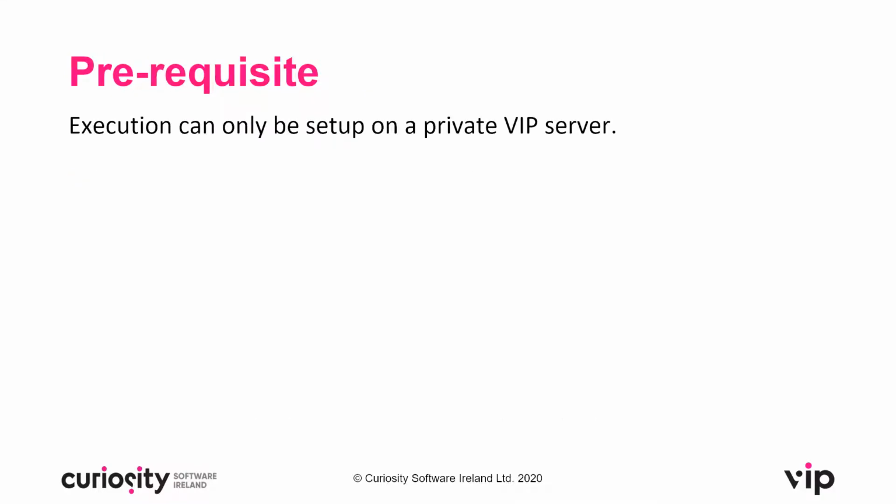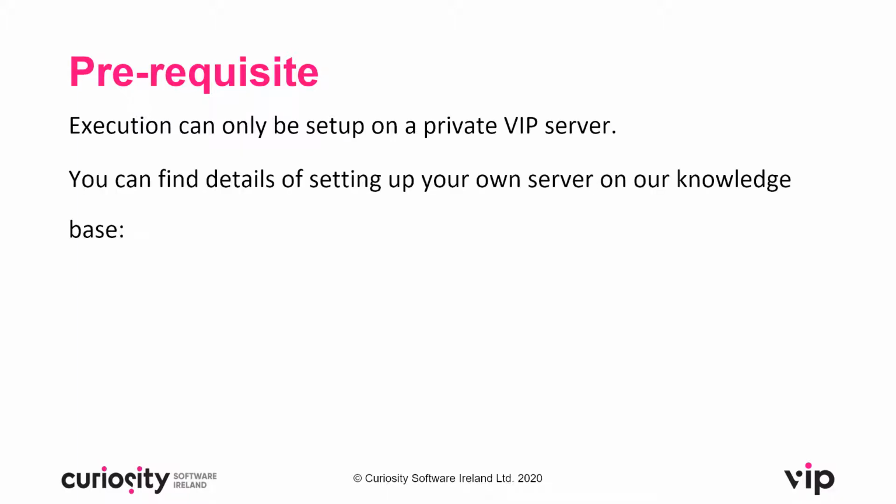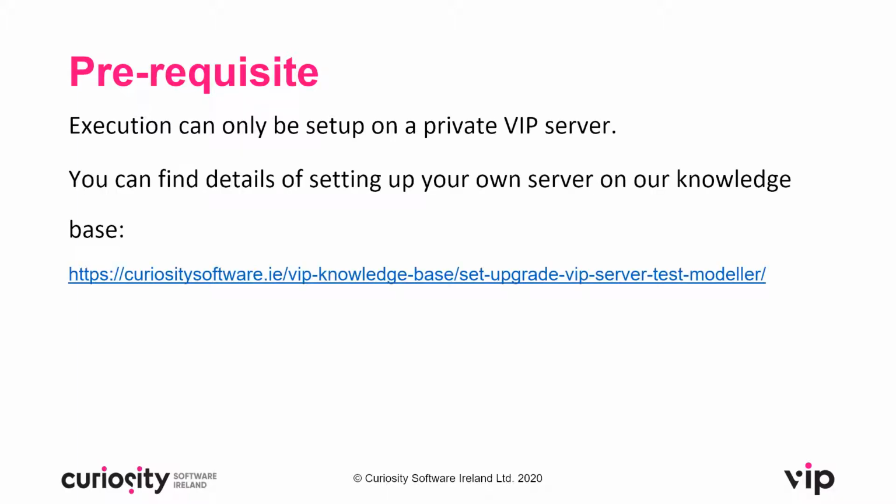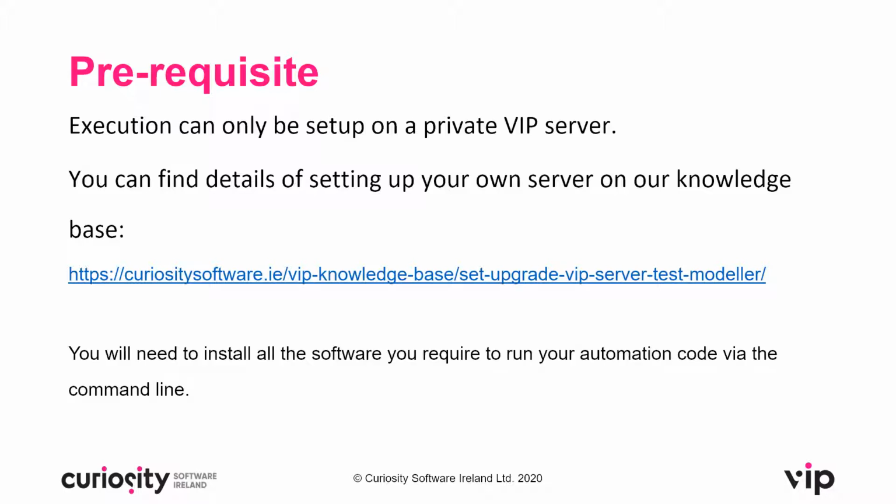The automation execution can only be set up on your private VIP server. The community server does not support this functionality. You can find details of setting up your own server on our knowledge base by following the following tutorial. You will need to install all the software you typically require to run your automation code via the command line, such as various development kits and associated tools.